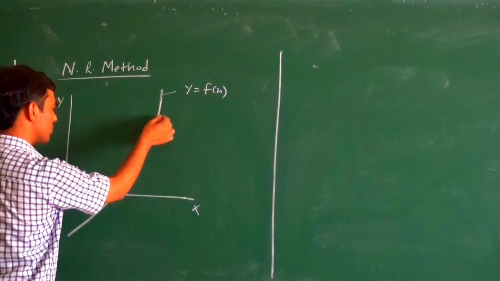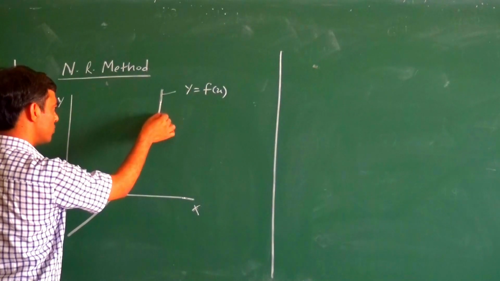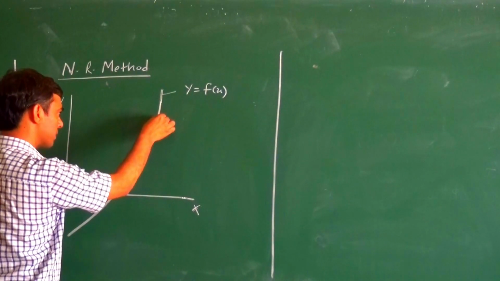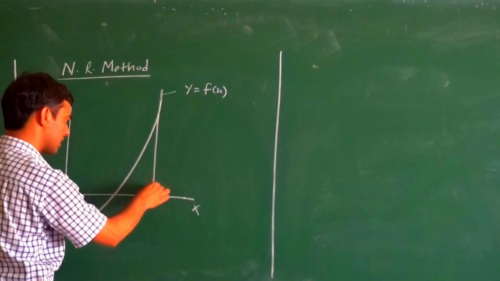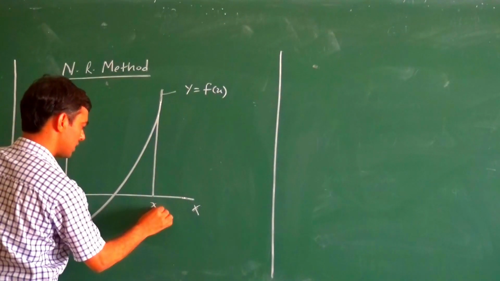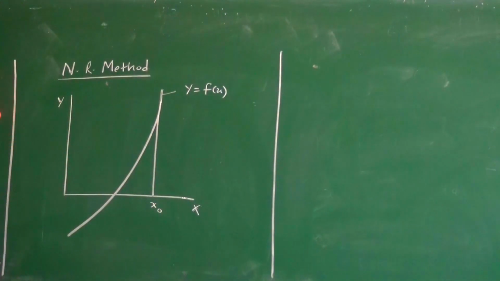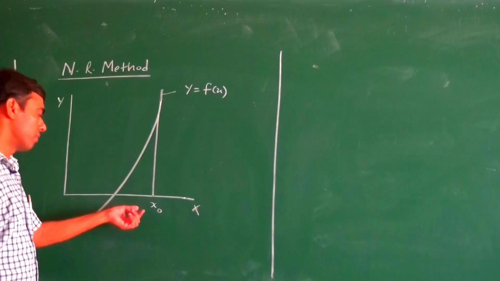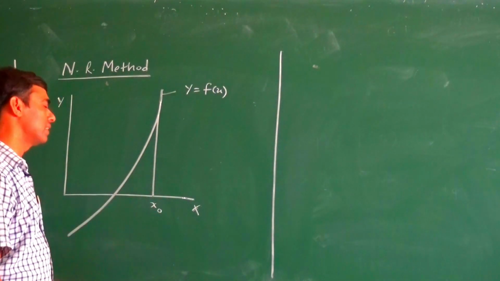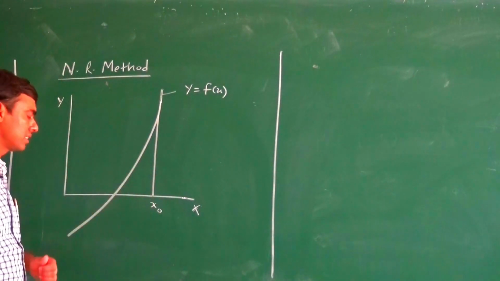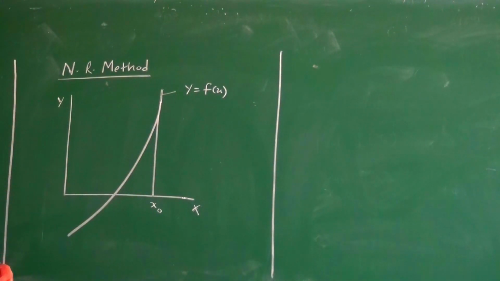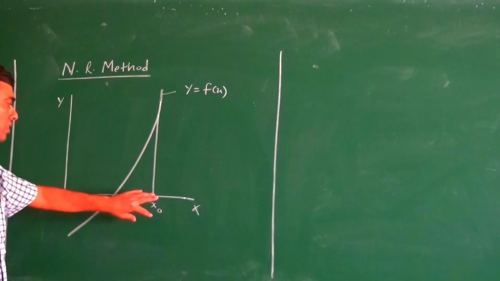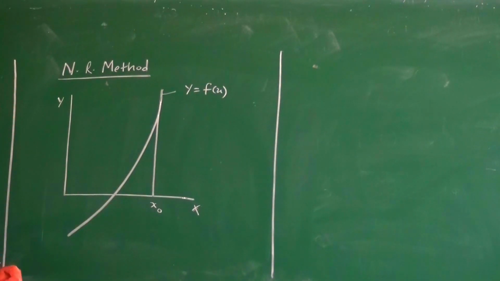As we know, this is not a bracketing method, so we choose any arbitrary value. Suppose this is x0, the initial value. What is the condition on x0? x0 satisfies the criteria for convergence. Later on we will discuss the criteria for convergence, that is, how we choose the value of x0.